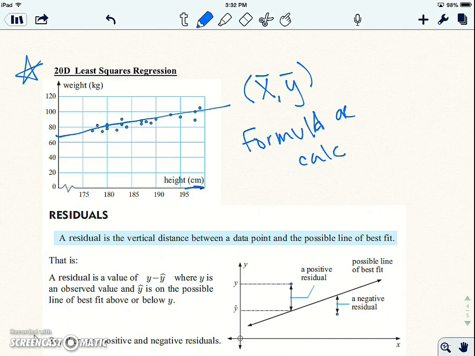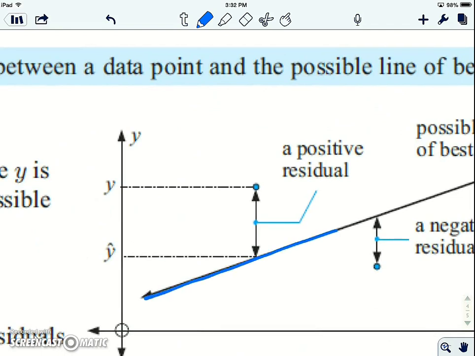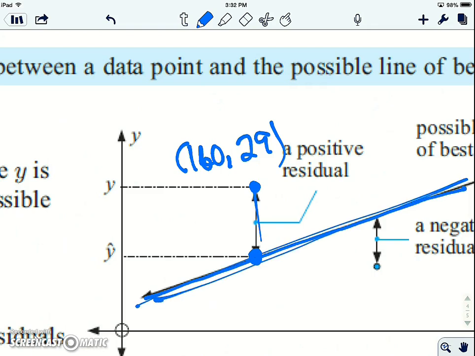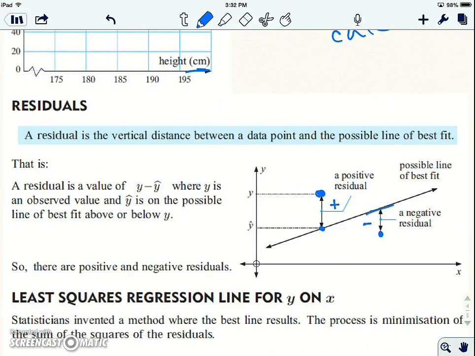We're going to do this thing called minimizing the residuals. A residual is the vertical distance between a data point and the possible line of best fit. So if this is our possible line of best fit, this is the actual point. Maybe this was somebody's height, 160 and 29. I'm making stuff up. But this is what our line would have said it is when we go through all the points. It's our line of best fit. So a residual is this difference here. If the actual point is above the line of best fit, the residual is positive. If the actual point is below the line of best fit, the residual is negative.